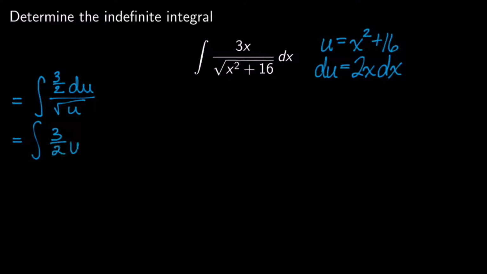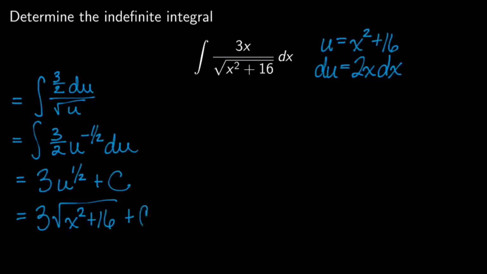Radical u on the bottom is otherwise known as u to the minus 1/2 power. This guy is super easy to take the antiderivative of. And then you back substitute the u. So you get 3 times radical x squared plus 16 plus c.